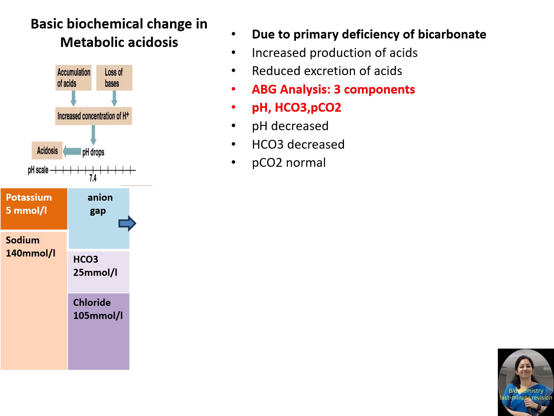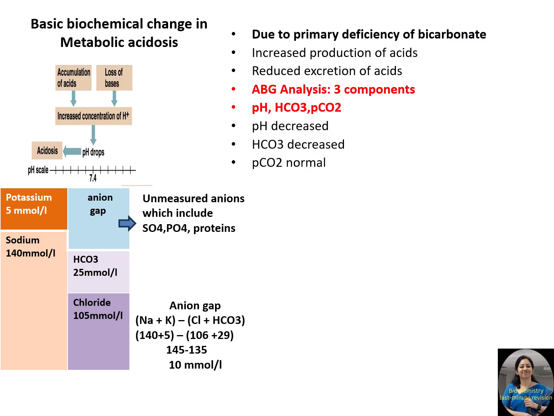Now, one more concept we need to understand with respect to metabolic acidosis is anion gap. What is this anion gap? Inside our body, the concentration of cations is not equal to the concentration of anions. There are many unmeasured anions, which include sulfate, phosphate and proteins. So this represents the anion gap.